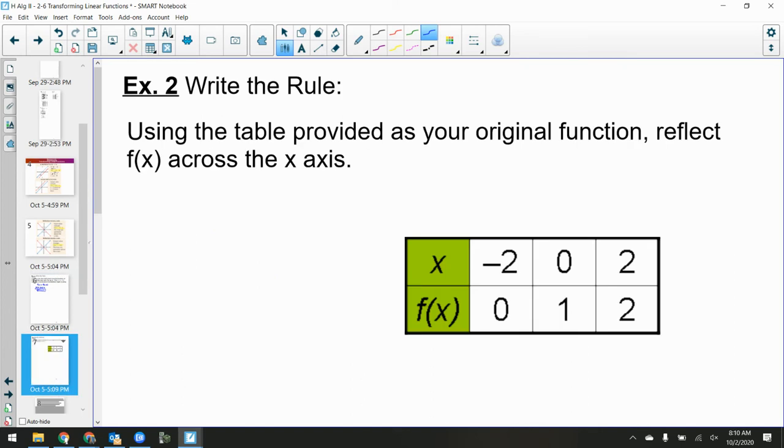Do this again now in a different way. Use the table provided as your original function and reflect across the x-axis. Now, how do we create the function given the table? Oh, wait, if it's linear, we've done this before, right? How do you create an equation based on a table?